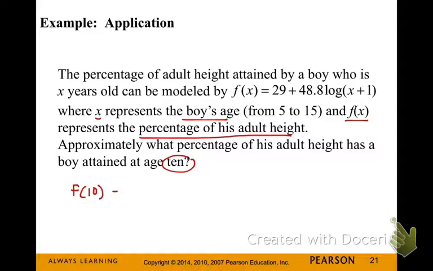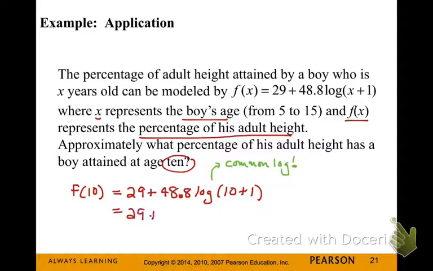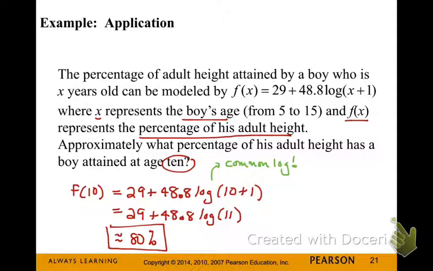If we set up our function, we'll get 29 plus 48.8 times log of 10 plus 1. And if we simplify that, remember that log there is base 10, so it's our common log. We're going to get log of 11, which all comes out to about 80%. So a boy by age 10 has attained about 80% of his adult height.